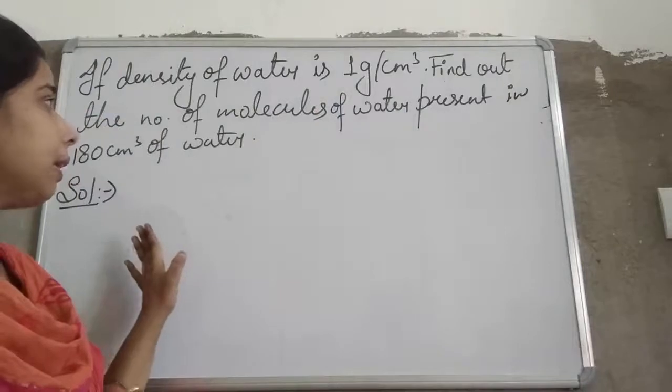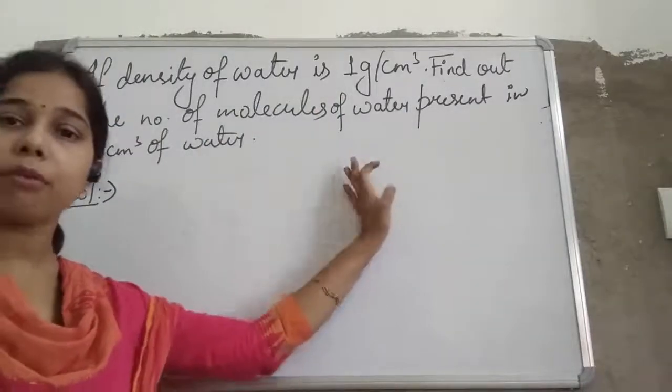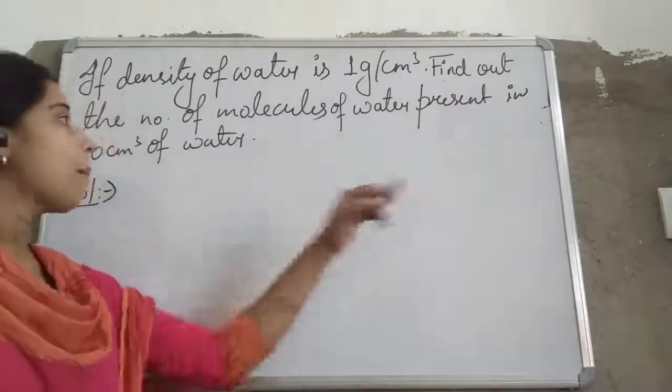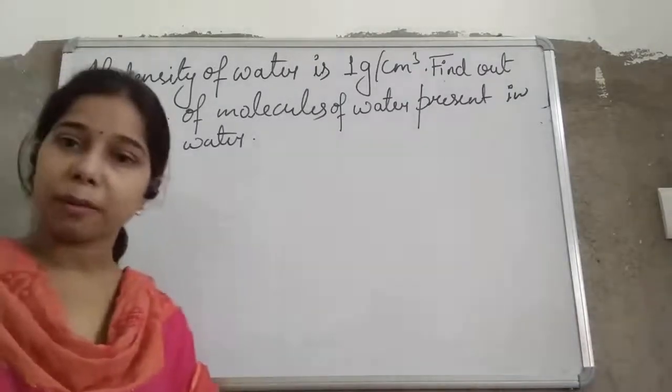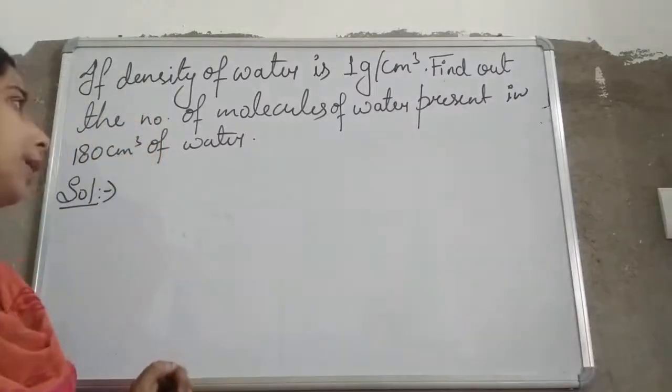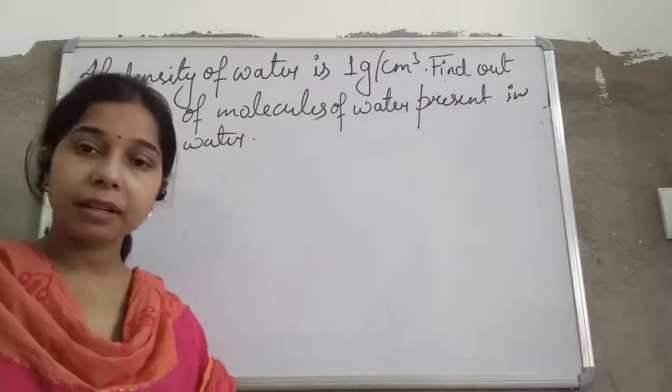What we have to find? We have to find the number of water molecules present in 180 centimeter cube of water. Density is given here, and we have to find the number of molecules. How will you find that, students?